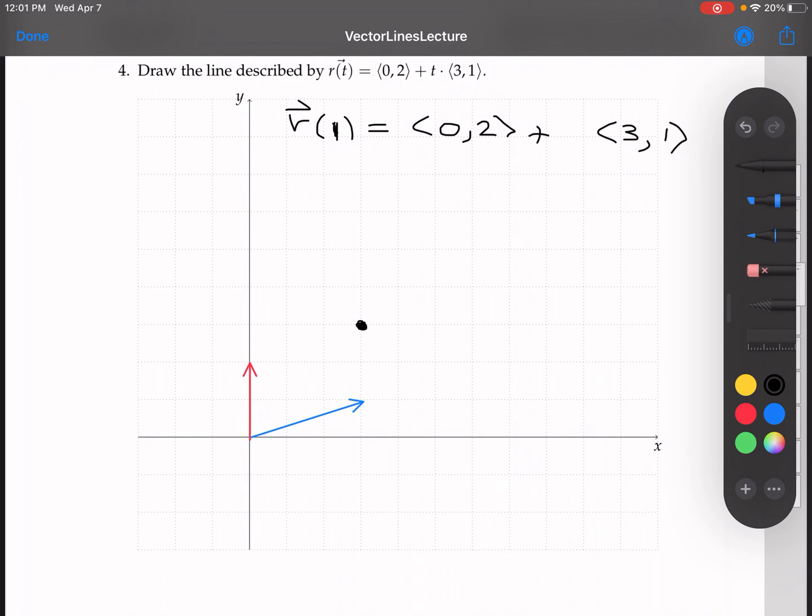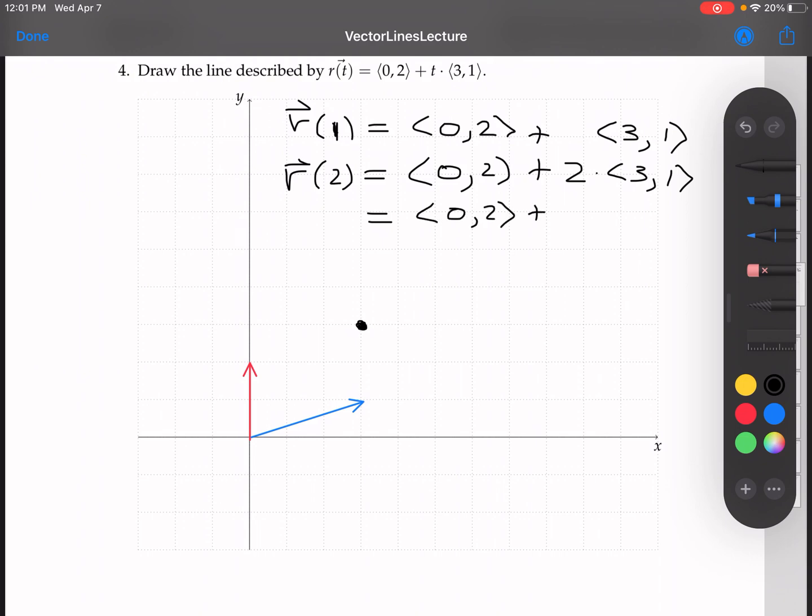All right, let's now look at r of 2. Again, that's 0, 2 plus 2 times 3, 1. 2 times 3, 1, that's 2 times 3, 2 times 1. So that would be 2 times 3, that's 6, 2 times 1, that's 2. So 2 times the vector 3, 1, right? That's just taking that thing out to there.